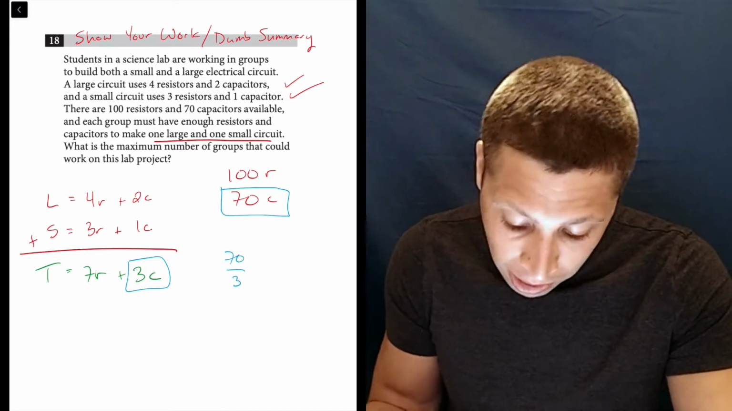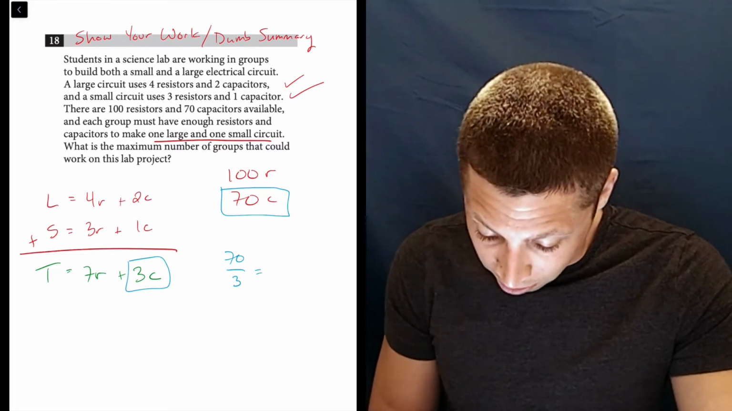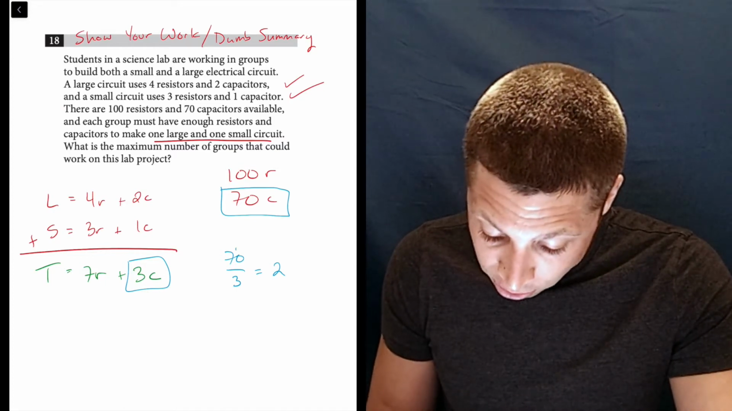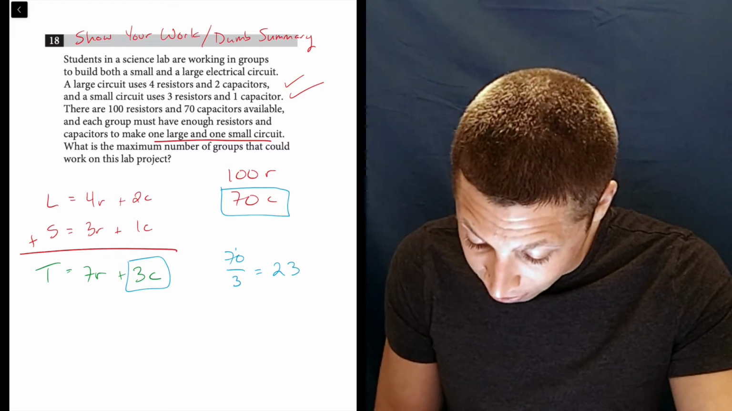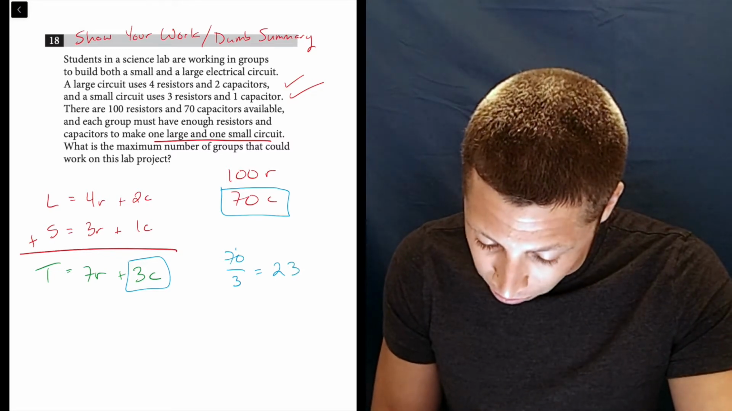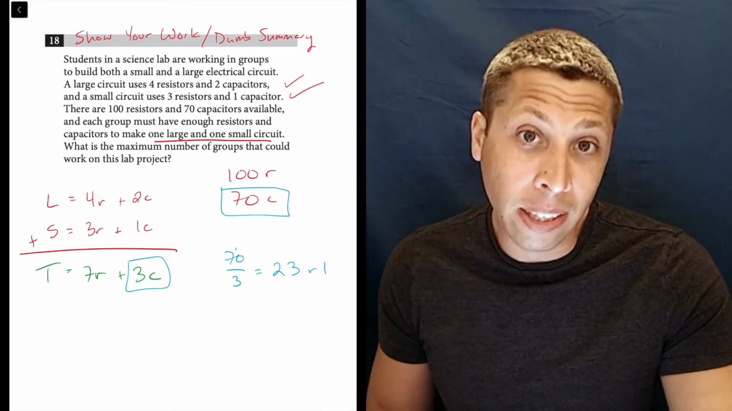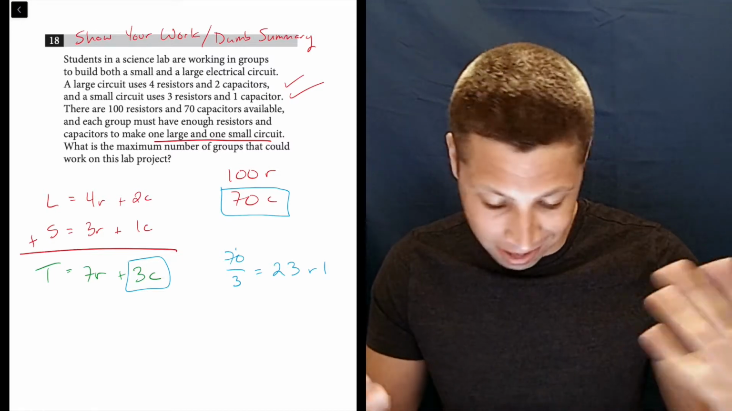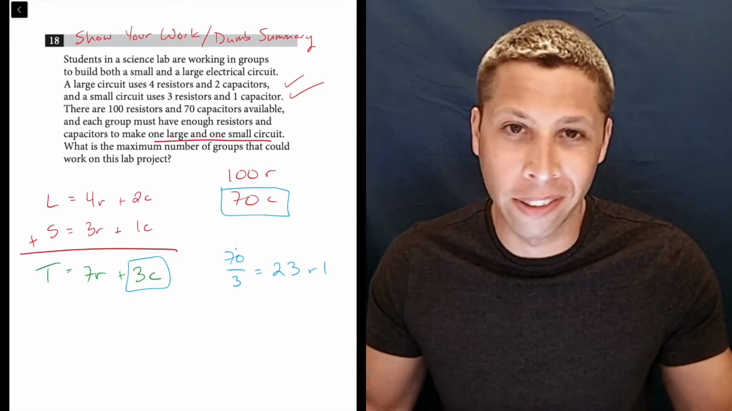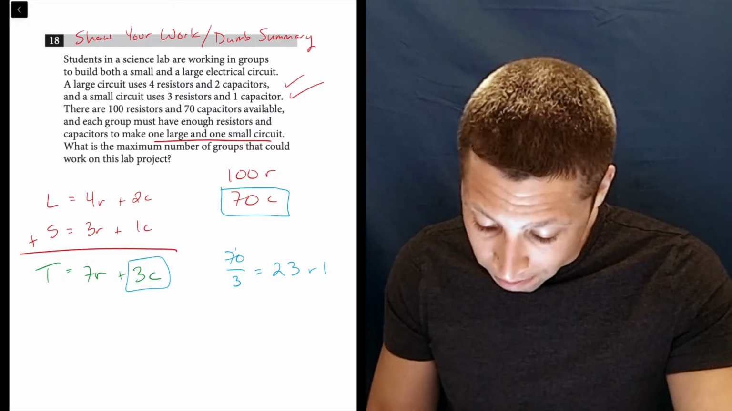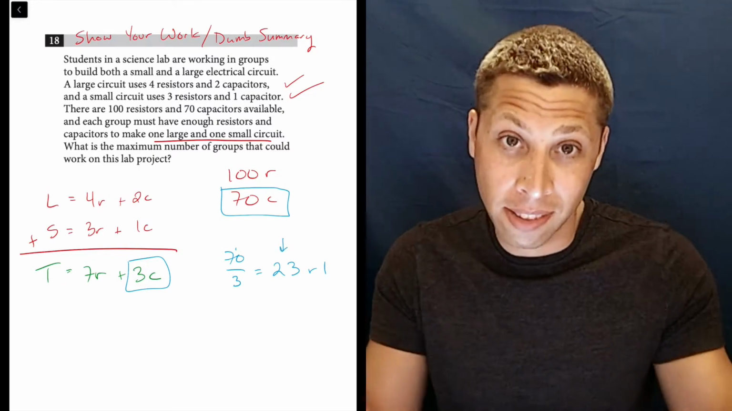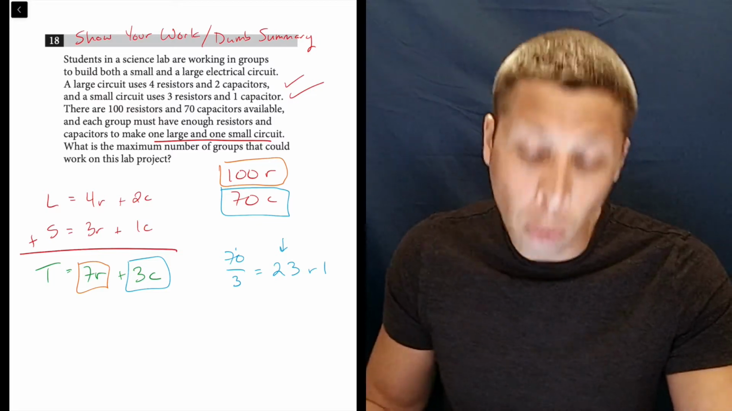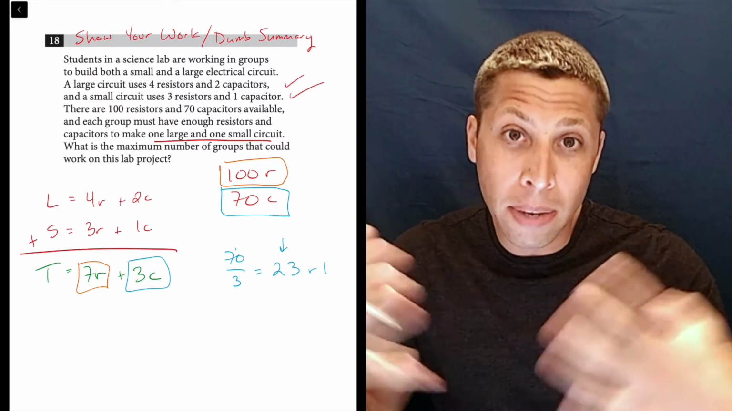70 divided by 3, maybe we need to do a little long division here. 3 goes into 7 2 times with 1 left over, so 3 goes into 10 3 times. We're going to have some decimals here, so that would be remainder 1. So basically we can get 23 full groups worth of, what are these, capacitors? I don't even remember the story. That's how irrelevant it is to what's going on. Okay, so that might be an answer, because that's the division, but I need to check the other piece, because the resistors are in a different proportion.